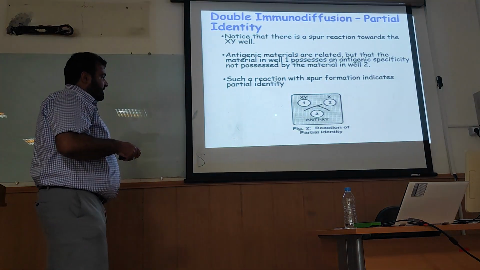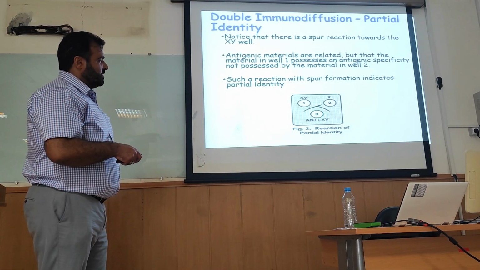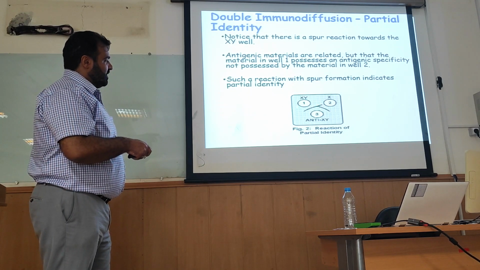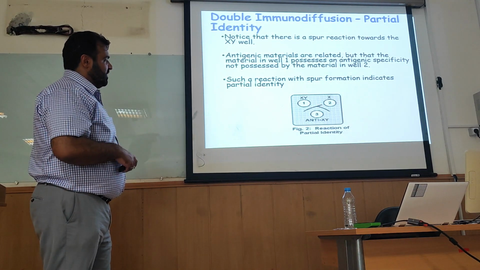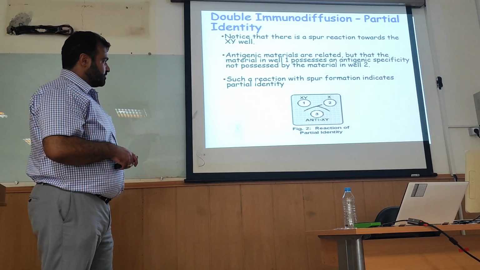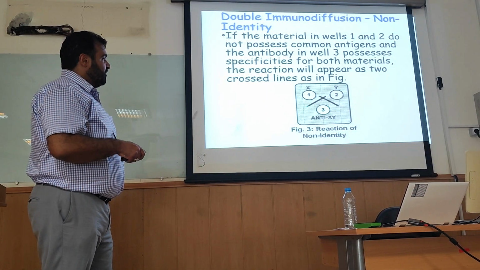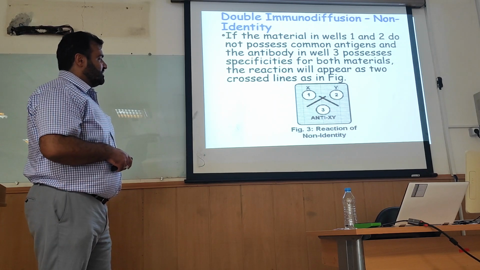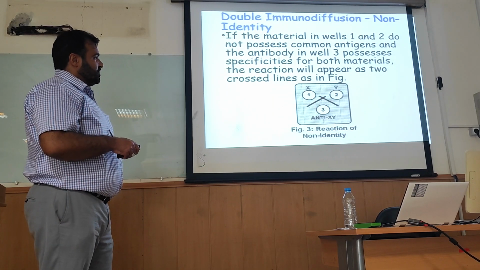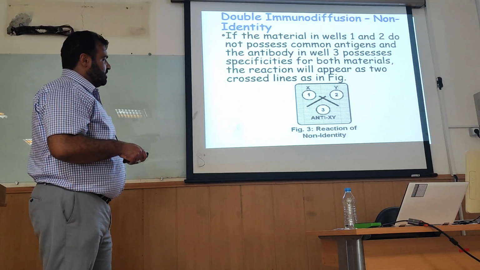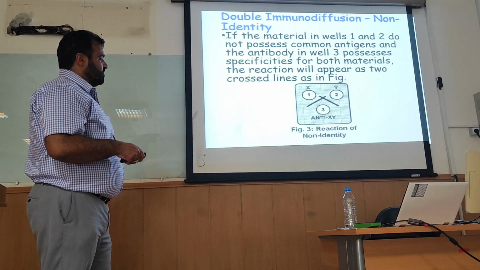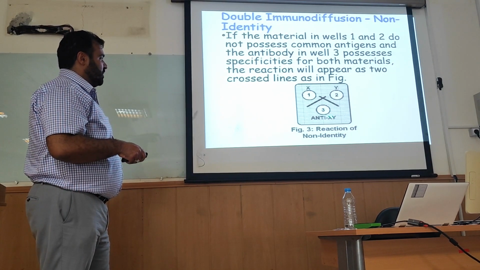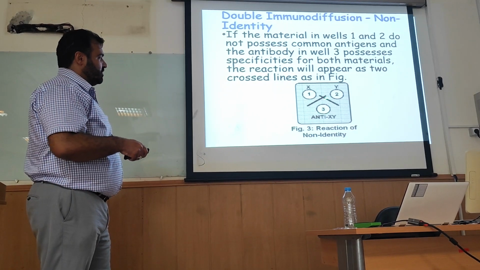Partial identity is a case where we have a spur. So antibody XY recognizing this side creates a spur over here, but it does not recognize that as fully. If it doesn't recognize either, it creates this intersection, so reaction of non-identity. So we know that this patient, for instance, does not have the antigen against XY. It has X and Y, but not them together.